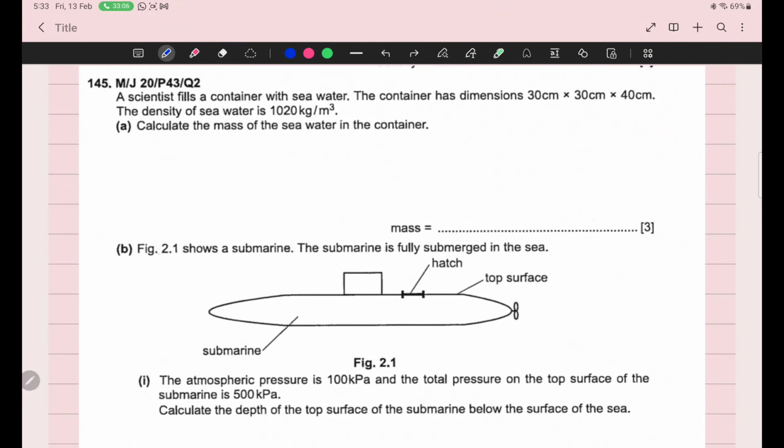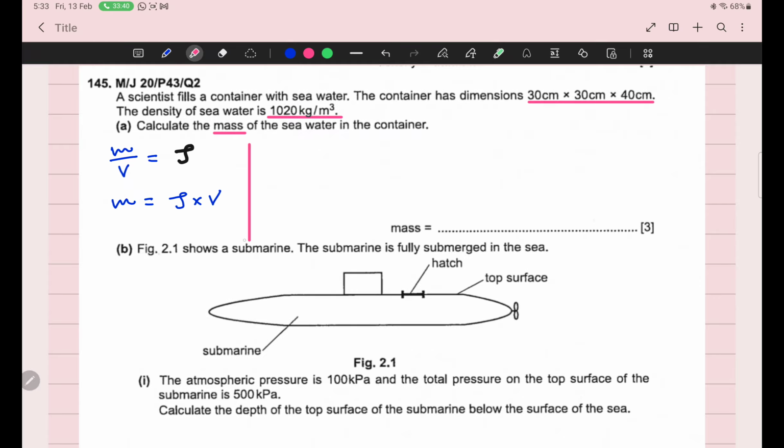The question is: a scientist fills a container with seawater. The container dimensions are 30 by 30 by 40. You are given the density. Calculate the mass. You know, mass per unit volume is equal to density, and you should write density by this symbol. If you are calculating mass, then mass is equal to density into volume.